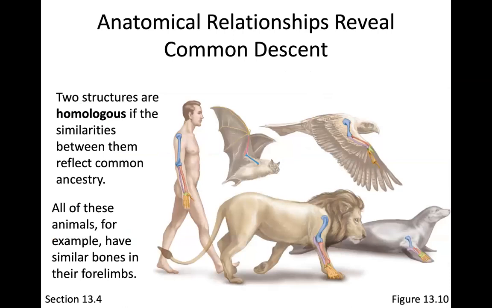We also look at anatomical relationships, which often can reveal common descent. If you have two structures that are homologous, the similarities between them reflect a common ancestry. All these animals, for example, have similar bones in their forelimbs. That would be an anatomical relationship. Then you look at how they are different between the different types of species, and once you identify how they're different, the next question is, why are they different? Well, they might be different because, for example, one needs to fly, one walks on all fours, and one walks on both legs and upright. So there are different adaptations that have occurred depending on the particular species.